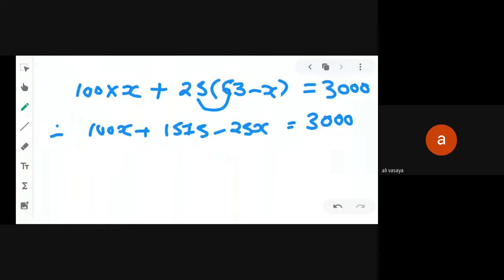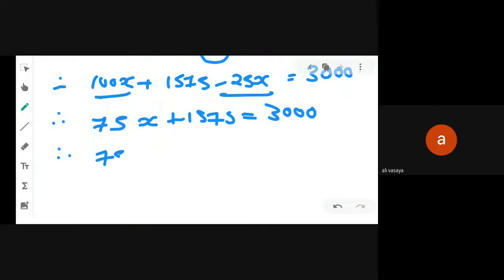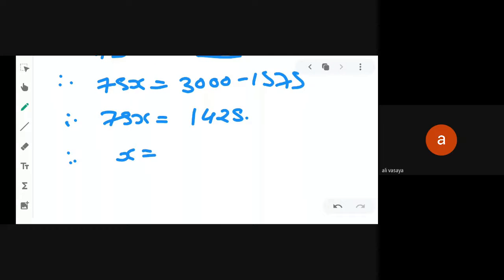1,575. Okay, good. Now you can see 100x minus 25x. These two terms are like terms, so we can subtract 100 minus 25, 75x plus 1575 is equal to 3,000. Right? So it means 75x is equal to, we are taking this 1575 to the right side. So it becomes negative. Right? So what is the answer? 75x is equal to 3,000 minus 1,575. So we get 1,425. So if you want to find x, we have to divide by 75.